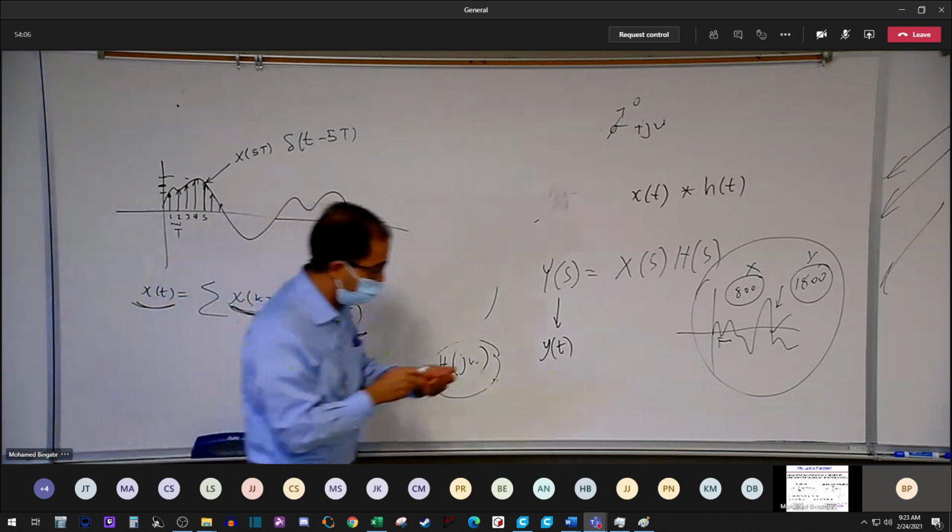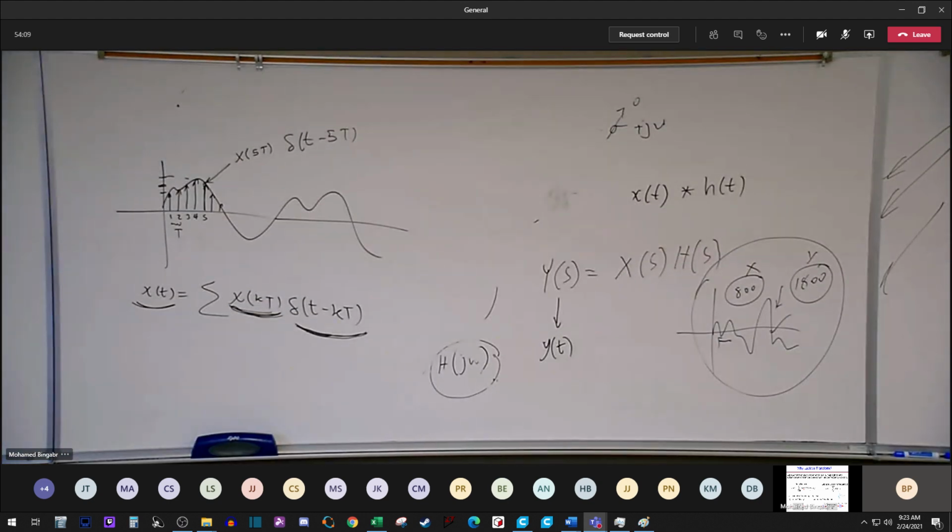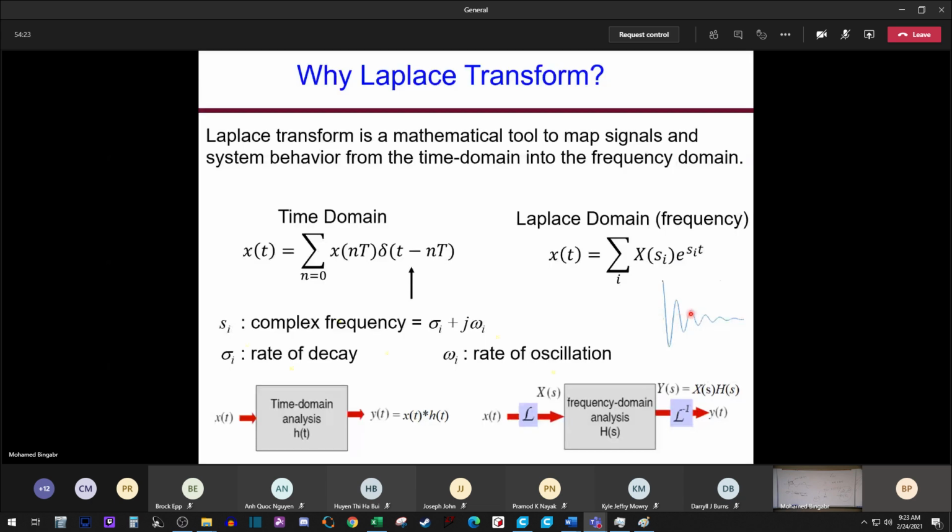Now in the frequency domain, which is this, it will be the same thing as a linear sum of this function, not impulse, this function. And this function depends on s, it looks like this. If s here has sigma, it can decay or it could grow. If s here has omega, it can oscillate or just be a DC. And if I sum those signals of different strengths, x of s_i, the Laplace is the strength of these, I can reconstruct the signal x of t.